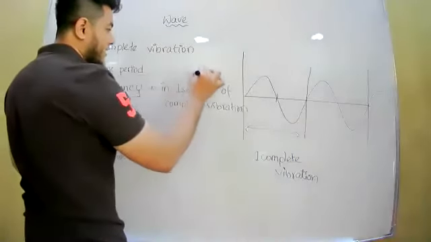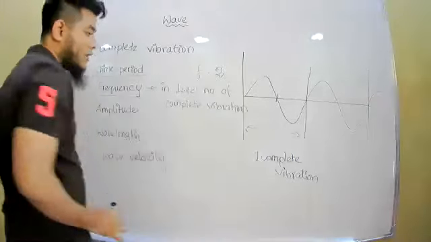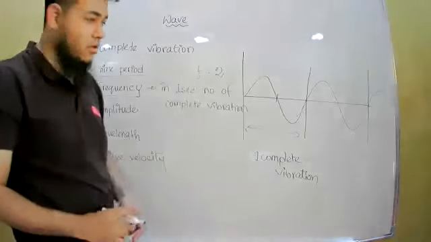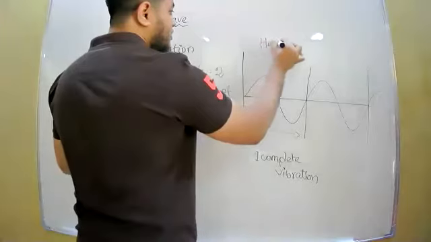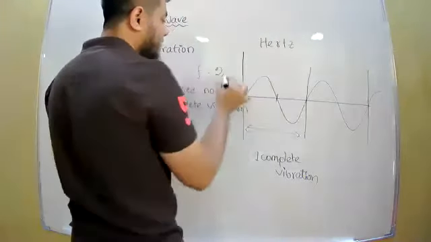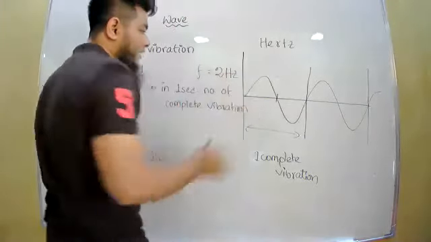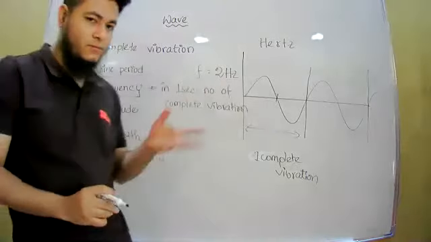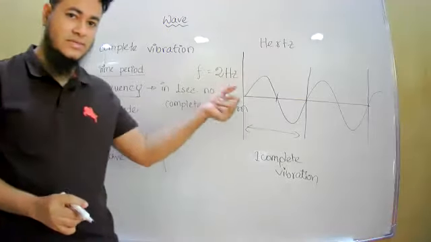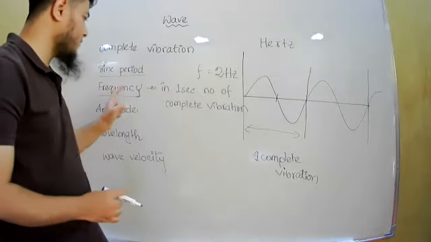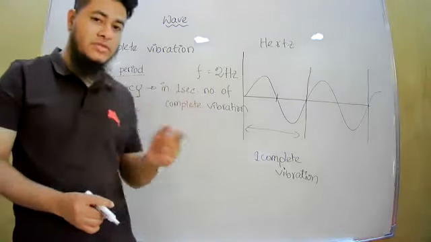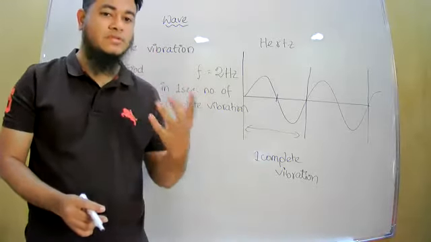It is expressed by f. And what is the unit of frequency? It is hertz. In short, it is written Hz. Some of you say Z, right? Hz. So 2 hertz. Hertz is the unit of frequency. And what is frequency? In 1 second, how many vibrations have been completed?